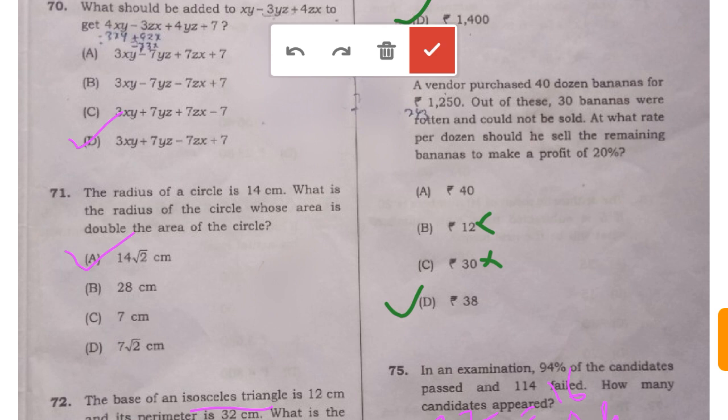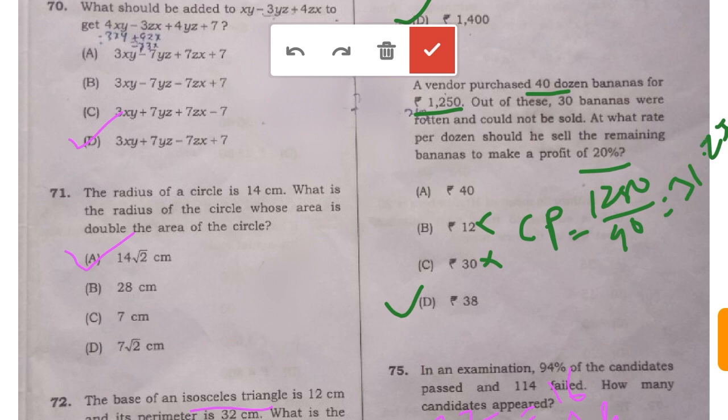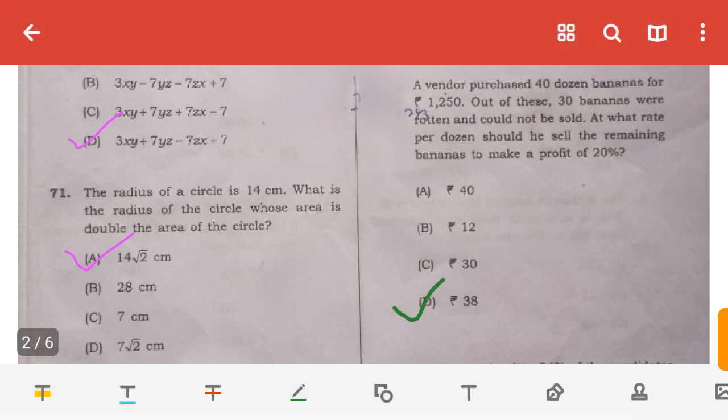You can directly find it because here the vendor makes a profit of 20%. So his cost price will be 1250 by 40 dozen. Then we will get 31.25. So the answer cannot be less than 31.25. Okay, come to the next question.